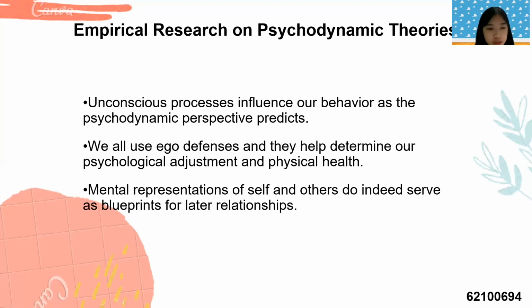The last one: mental representations of self and others do indeed serve as blueprints for later relationships. Dozens of studies have shown that mental images of our parents and other significant figures really shape our expectations for later friendships and romantic relationships.